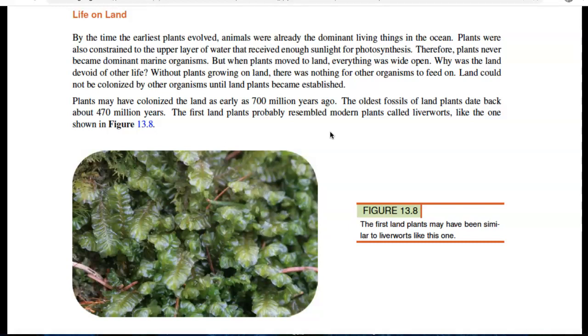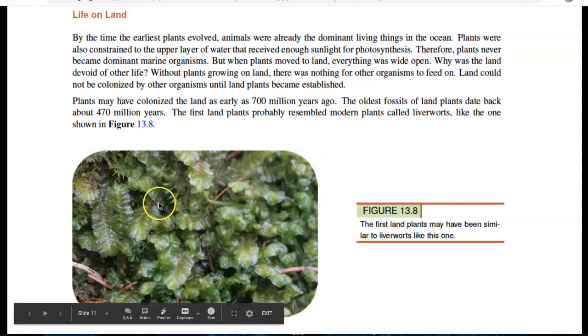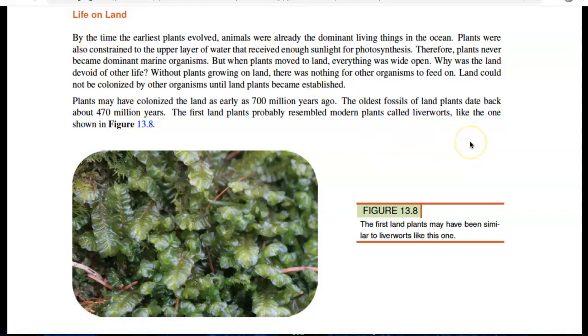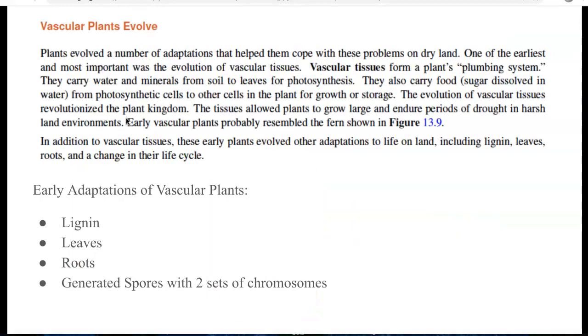These are, in this picture right here, these are liverworts, but make sure you read about how plants colonize the land. We think that was about 700 million years ago. So think of that. The Earth at that point was about 3.8 billion years old, and about 700 million years ago, the first land plants. The oldest fossils we have were back to about 470 million years ago, so just before the Cambrian explosion.